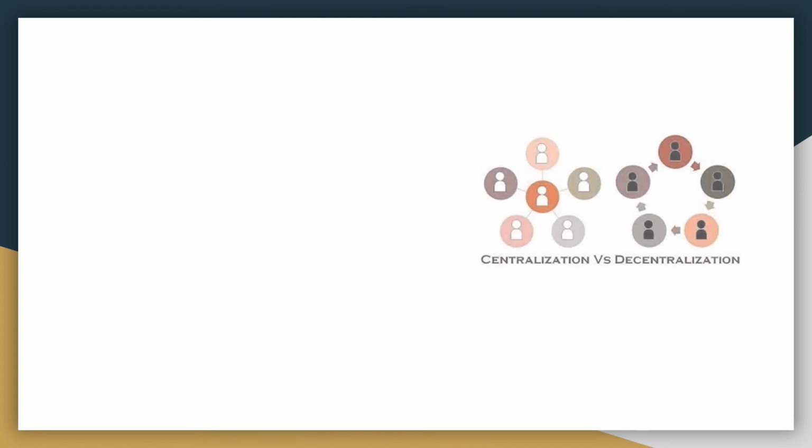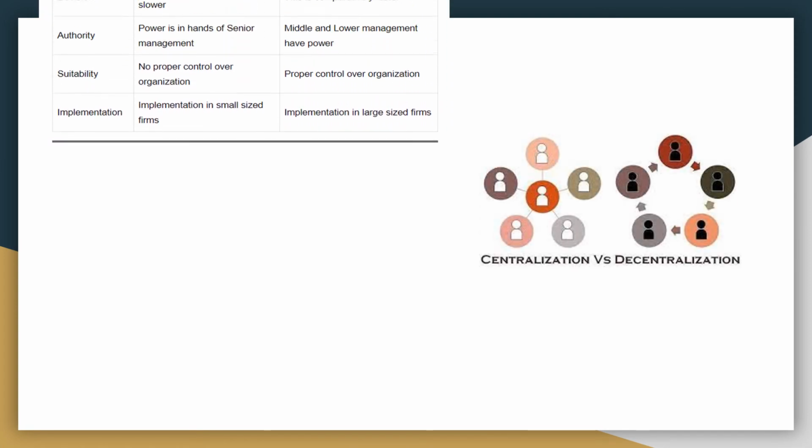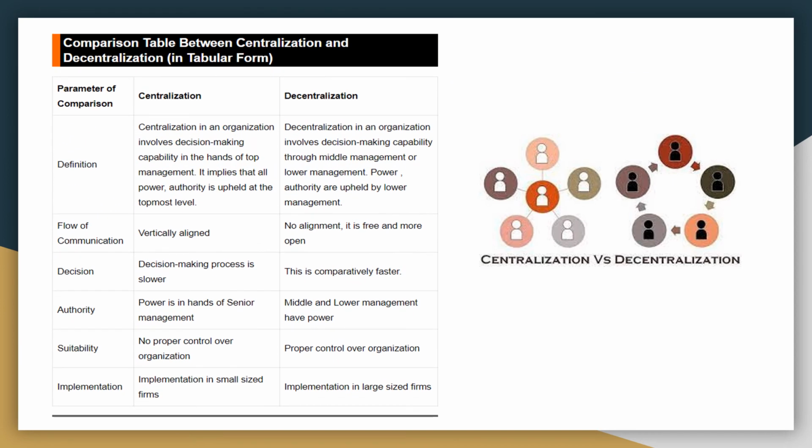Now comes the comparison between decentralization and centralization. Here, as we can see, we have various parameters for comparison. The first one is definition, the second one is flow of communication, and next are decision, authority, suitability, and implementation. If we talk about decentralization, decentralization in an organization involves decision-making capability through middle management or lower management. Power and authority are held by lower management, whereas centralization in an organization involves decision-making capability in the hands of top management.